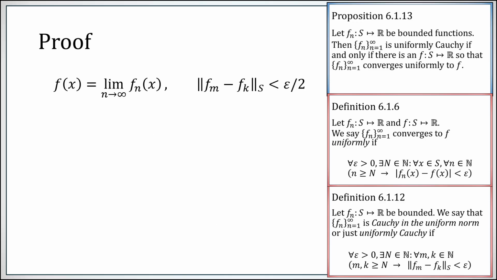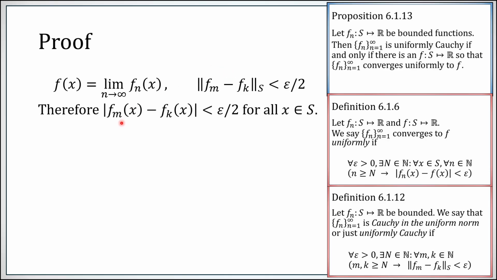So we have a pointwise limit f of x, but we also have that for large enough indices, this sup norm is less than epsilon over 2. Therefore, fm of x minus fk of x is less than epsilon over 2. We can now just take a limit as k goes to infinity, fix m to be anything past the cutoff index n that came from this sequence being uniformly Cauchy. Let k go to infinity.